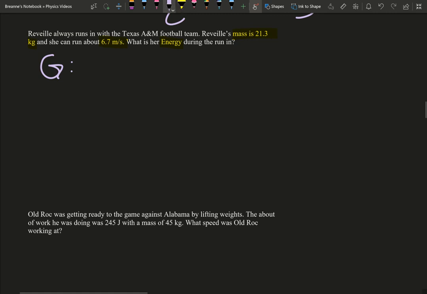So we have mass, we know that's M, 21.3 kilograms. Now, meters per second. It doesn't exactly tell us what that meters per second is, but it says she can run. So we're going to do V.